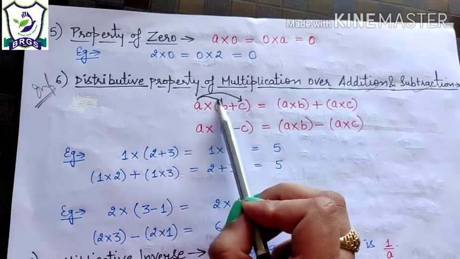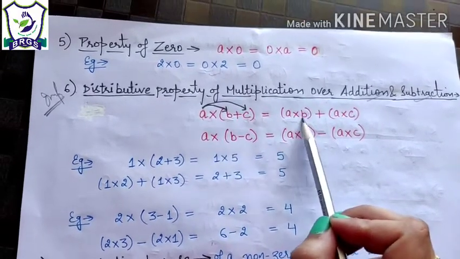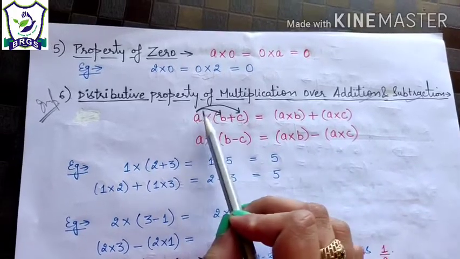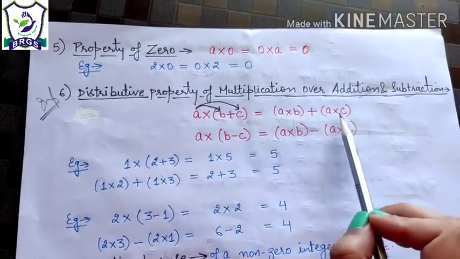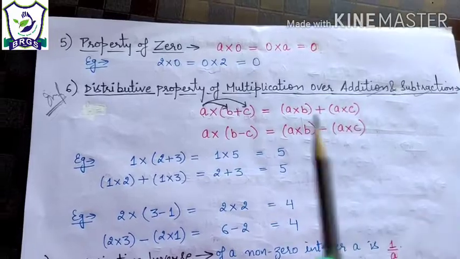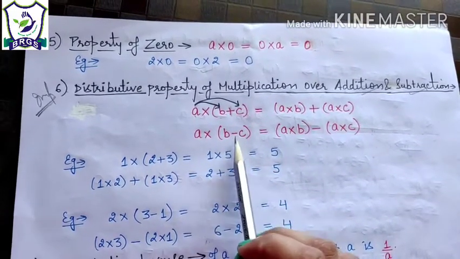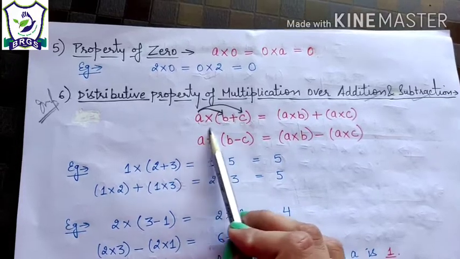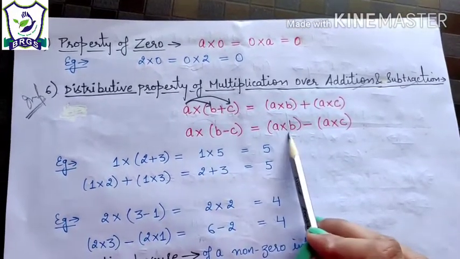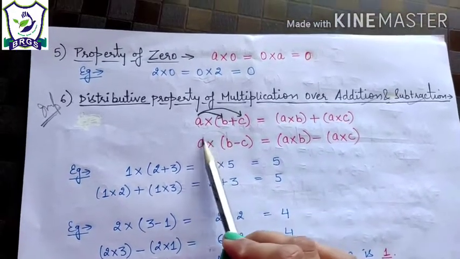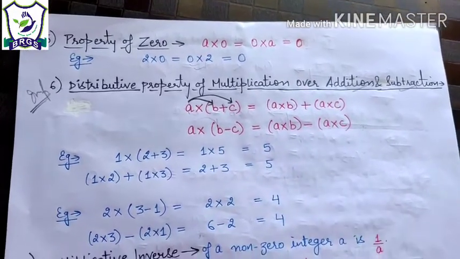Means A is first multiplied by B, so A into B. Then this is the sign of plus, we will put a plus here. Now A is multiplied by C, so A into C, right? Similarly, if we have a difference in the bracket, minus sign, then A is first multiplied with B, that is A into B, minus sign, we will put the minus sign here. Now A is multiplied by C, so A into C.